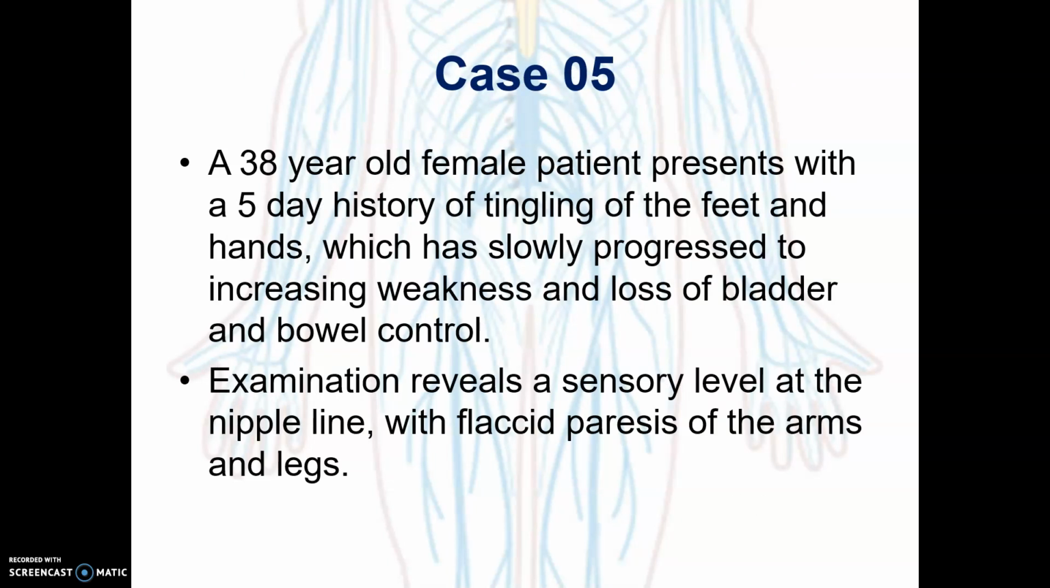Here's another one, a 38-year-old female with a 5-day history of tingling of the feet and hands, which has slowly progressed to increasing weakness and loss of bladder and bowel control. She has a sensory level at the nipple with flaccid paresis of the arms and legs. Again, stop the video and see if you can work this one out.